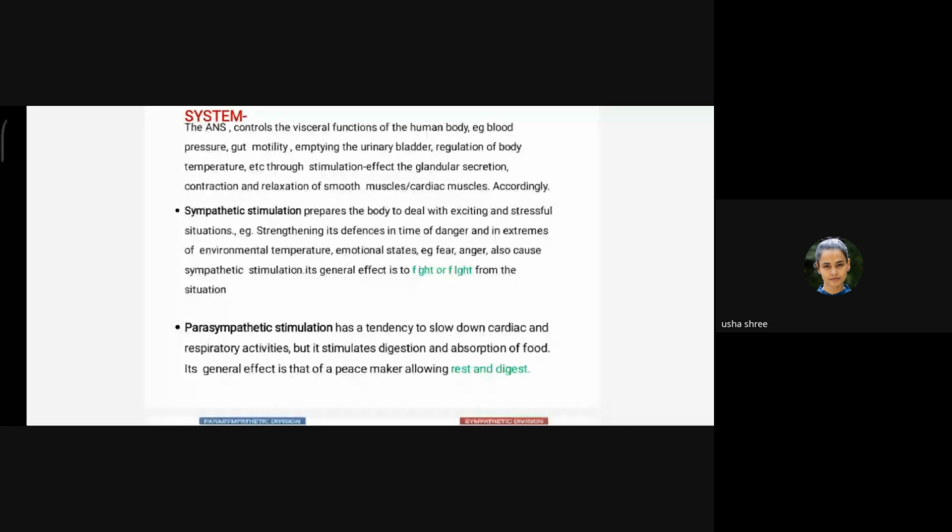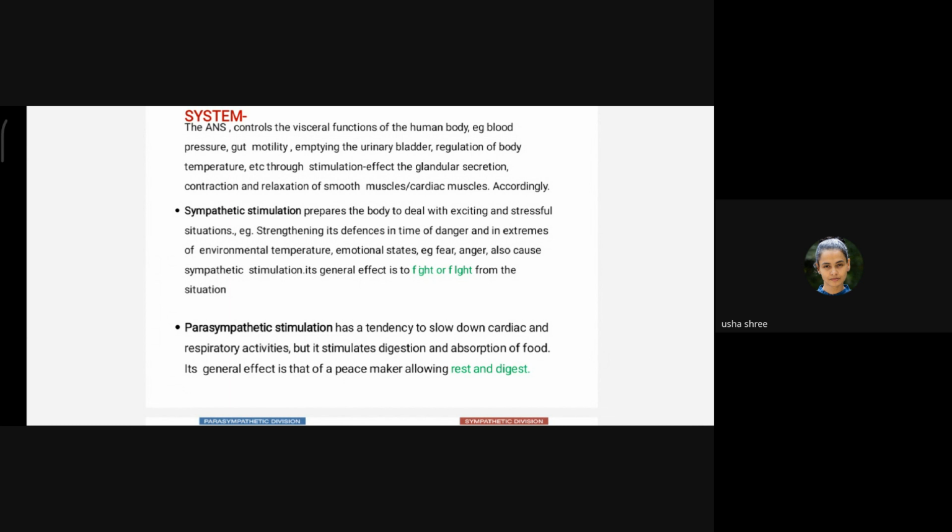Okay, now what is sympathetic stimulation? Sympathetic stimulation prepares the body to deal with exciting and stressful situations. Okay, the fight or flight hormone. A fight or flight situation is a situation of sympathetic stimulation. It means sympathetic stimulation happens when we are in an exciting or stressful condition, or a condition of fight or flight. Either we have to fight and face that situation, or we have to flee away from that situation.